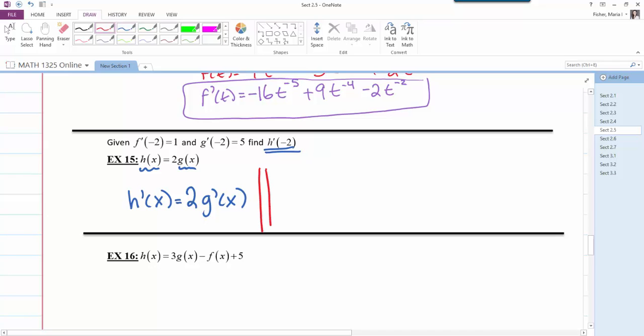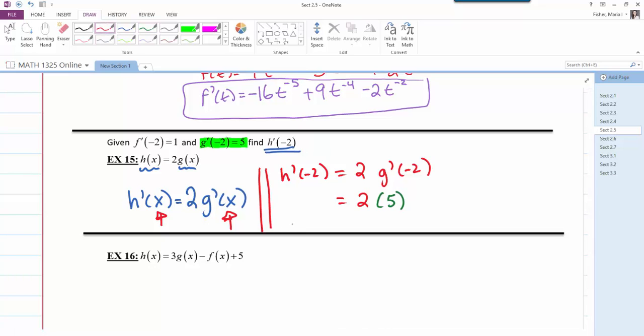Well, the question asked us to find h prime of negative 2. So that says everywhere there's an x, instead of writing x, I write negative 2. So this is going to be whatever 2 times g prime of negative 2 is. Well, do I know what g prime of negative 2 is? I sure do. That's given. G prime of negative 2 is equal to 5. So I just need to figure out what 2 times 5 is. Well, that's 10, which means that h prime of negative 2 is equal to 10.